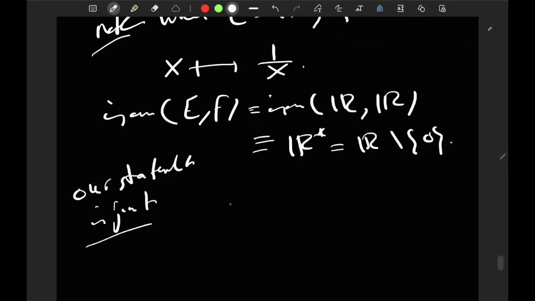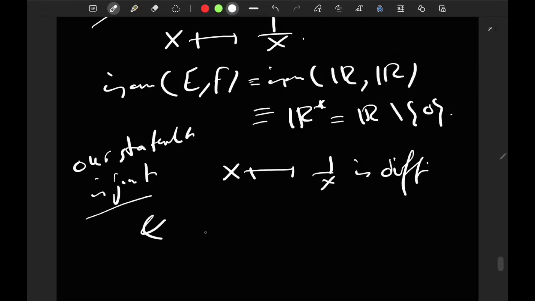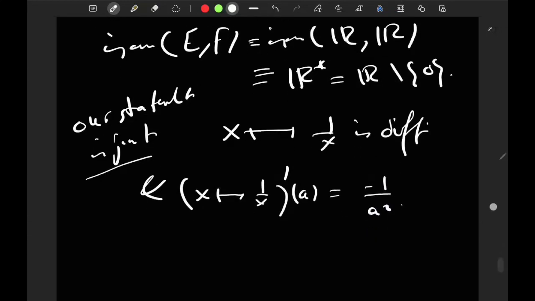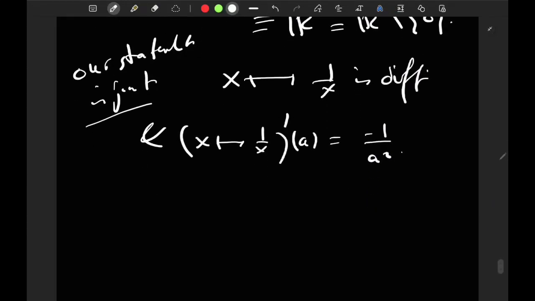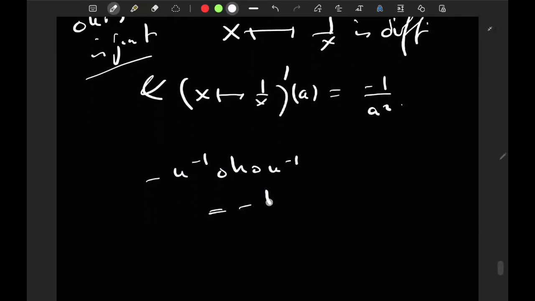It's just that the map x maps to 1 over x is differentiable, and its derivative at the point a is minus 1 over a squared. Why is this the case? Because we are looking at minus u inverse, around h, around u inverse. In the reals, this is just minus h over u squared. Why? Because the u inverse and u inverse go downstairs.